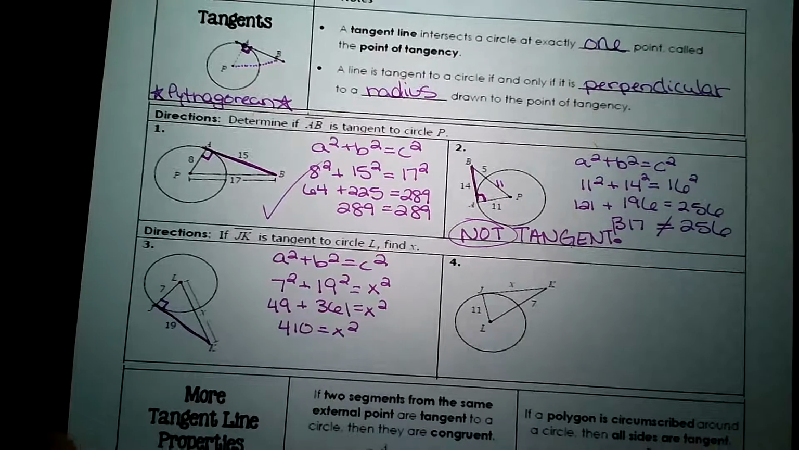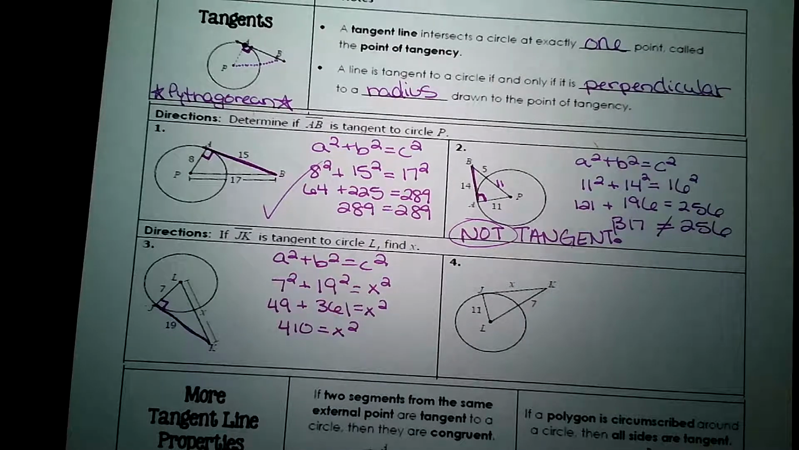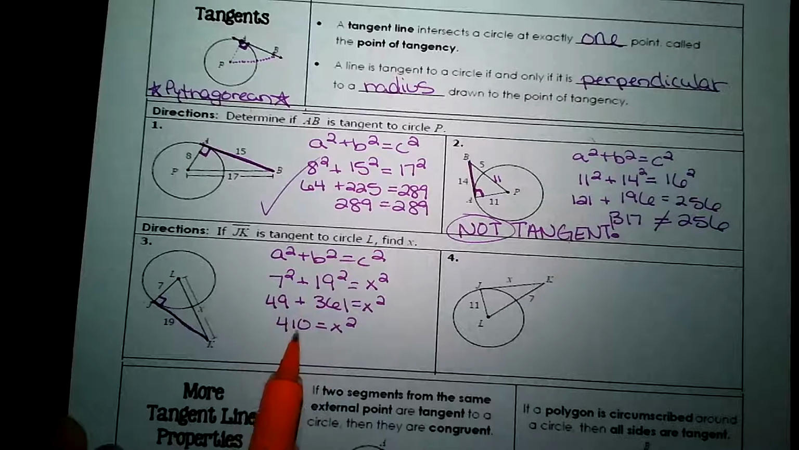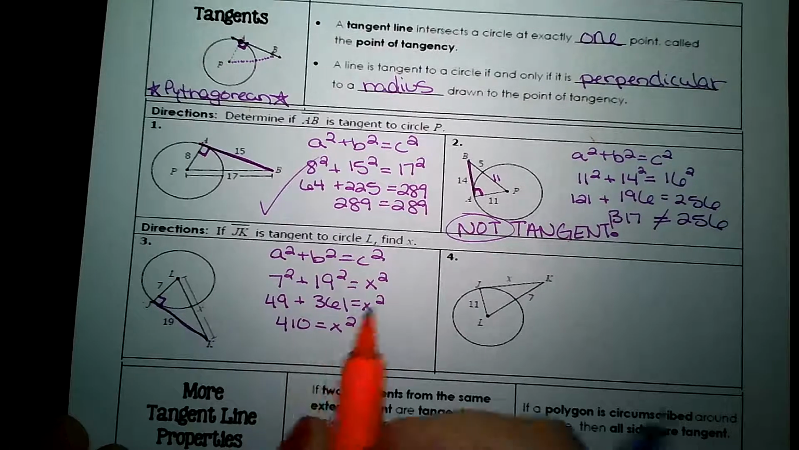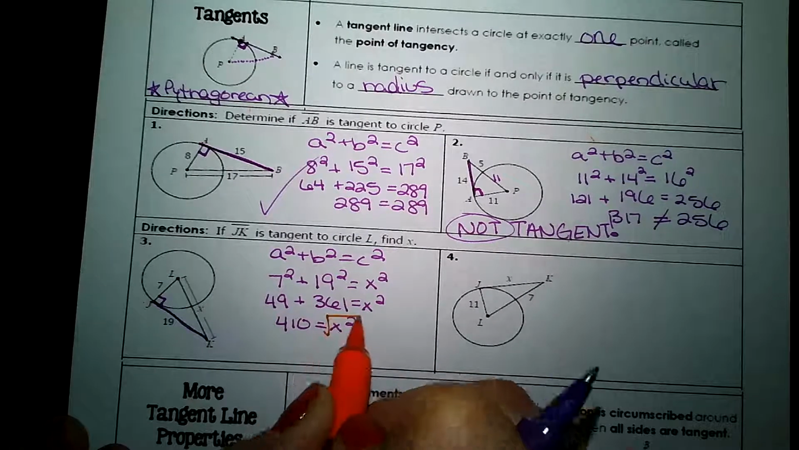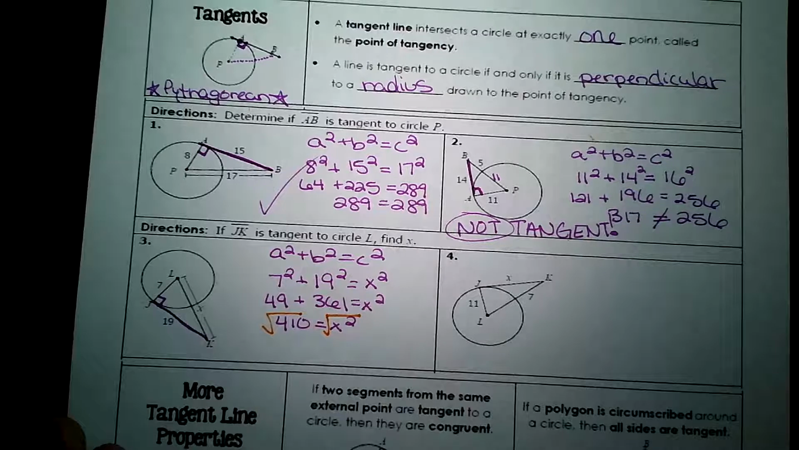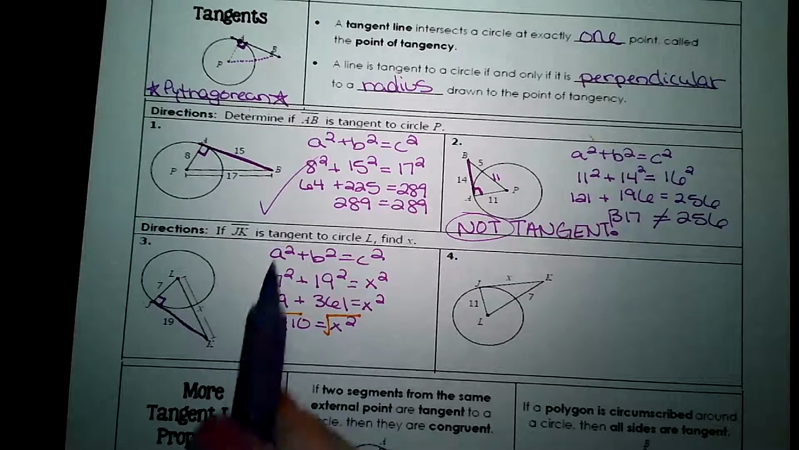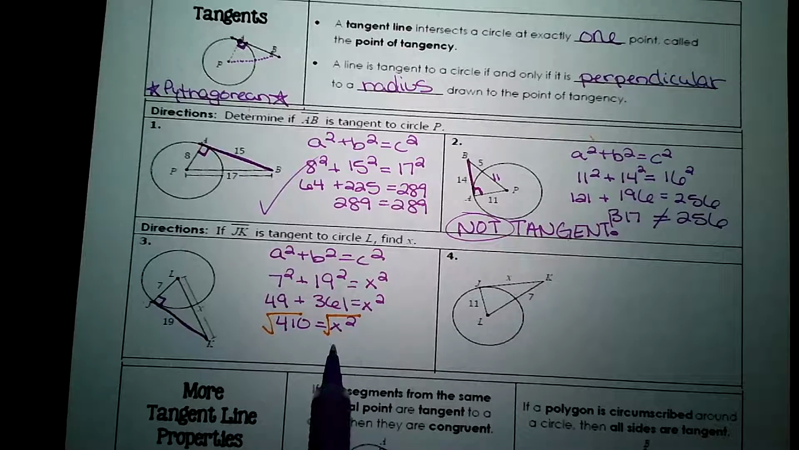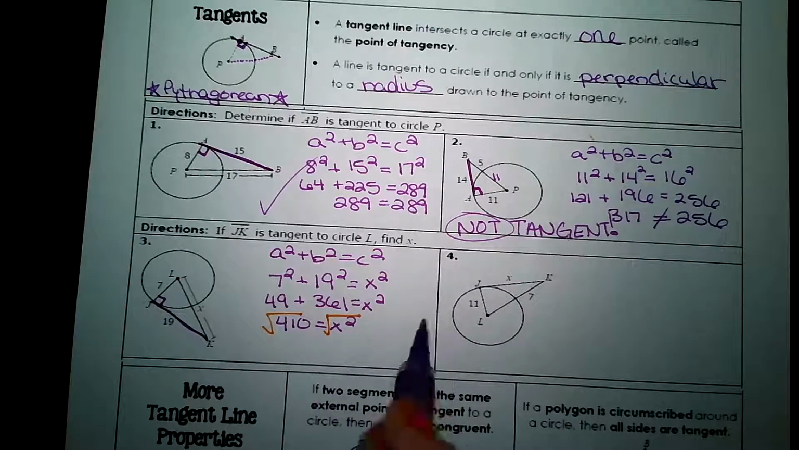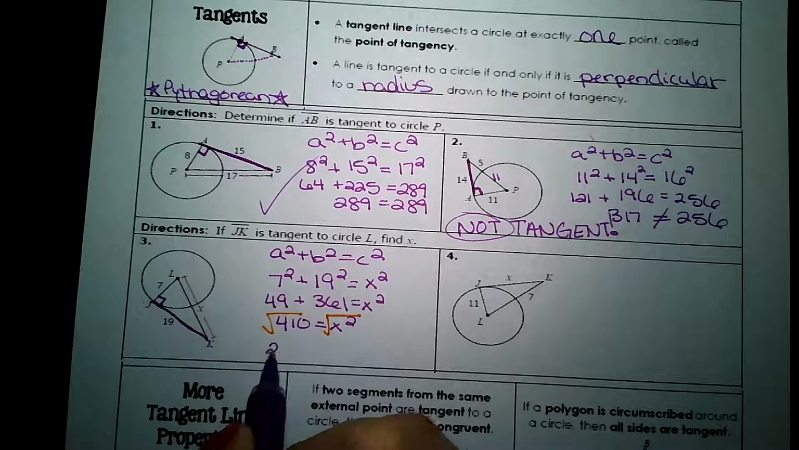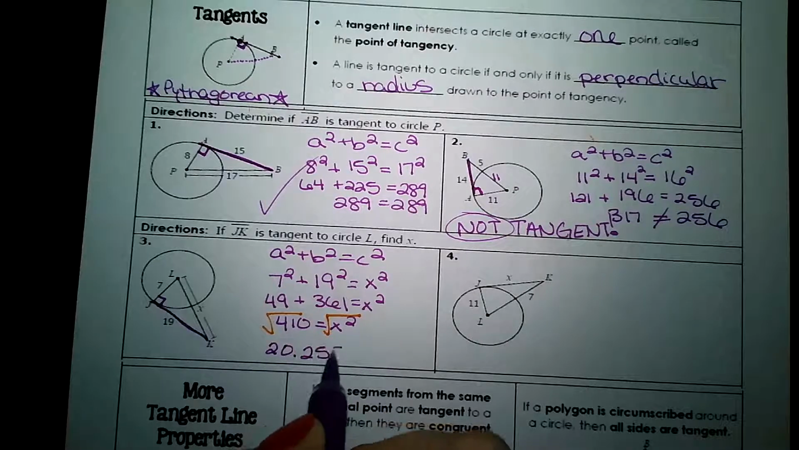If you got this far and you don't know how to solve for x, let's talk about it. I've got 410 is equal to x squared. In order to solve for x, I have to use the inverse of a square, which is a square root. So I need to take the square root of 410. Since the directions don't say whether this has to be an exact value or rounded value, I'm going to go the easy route and use my calculator to round this. That is rounded to 20.25.